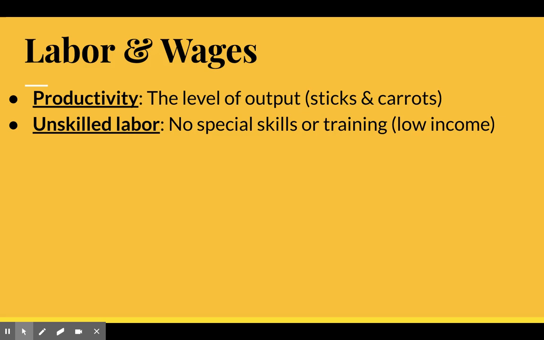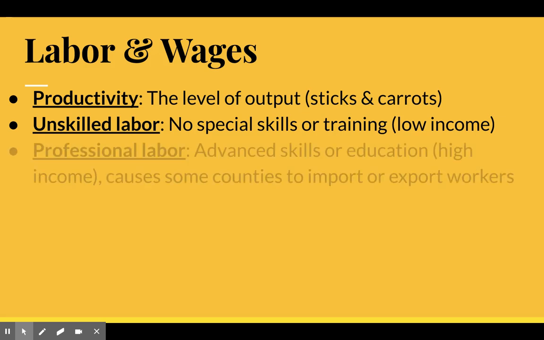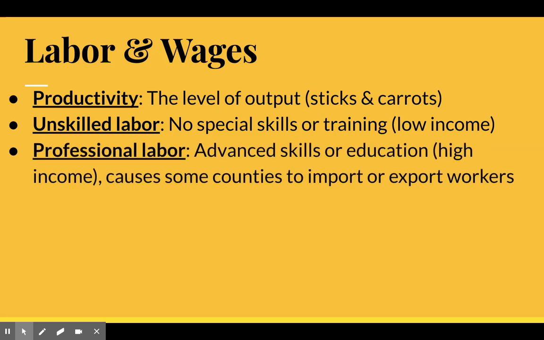So sometimes getting a degree will get you a skill, but it's really about skill. Professional labor is interesting because there's a lot of money to be made with people that have advanced skills or advanced education. Those are the people that get high income. And again, the word skill is used both times here.